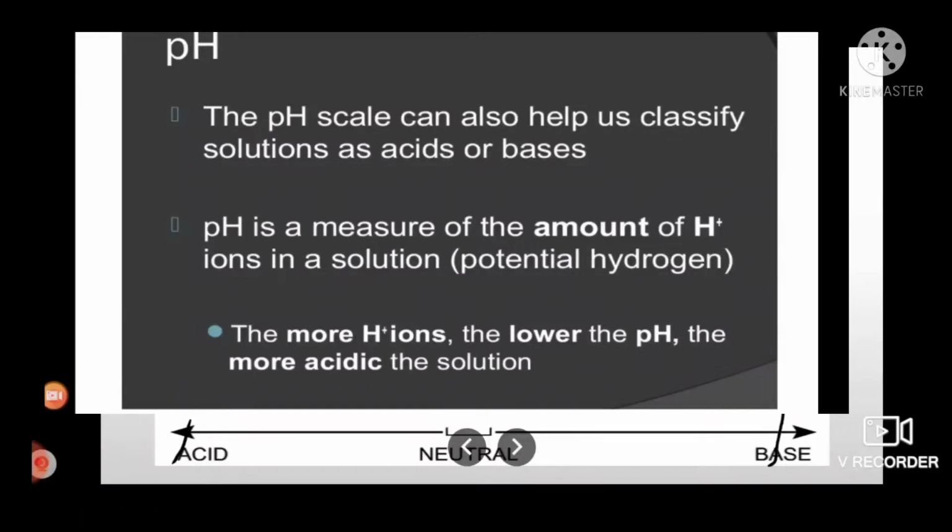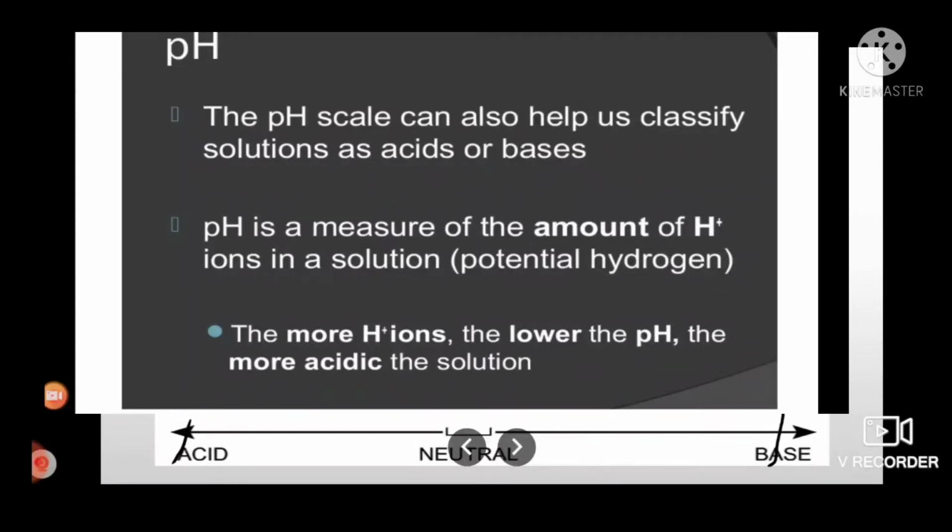Children, now you can say why a pH of 1 will be a much stronger acid than another acid having a pH of 4. The lower the pH, the higher will be the hydrogen ion concentration. If the hydrogen ion concentration is higher, that means it is a strong acid. That is why a pH of 1 will be a much stronger acid than another acid having a pH of 4.